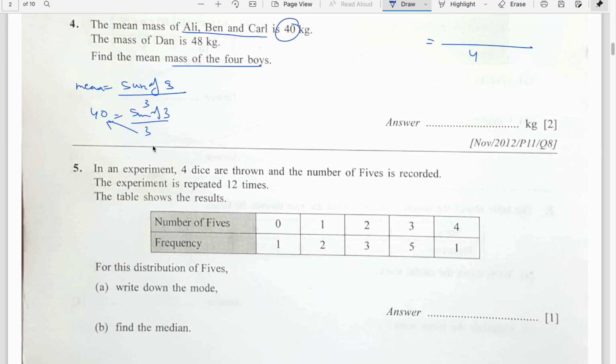So 3 times 40 is 120. Very good. So the sum of all these three was 120 and the fourth is 48. So 8, 0 is 8, 2 and 6, 1 divided by 4. So this is 42. The mean mass of these would be 42.